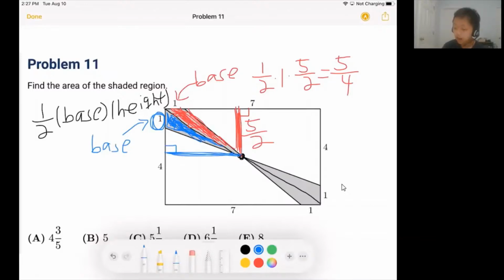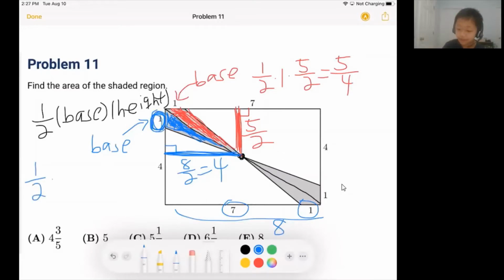Notice that since this is 7, this is 1, this total length over here is going to be 8. And since again this is the center of the rectangle, this length is going to be 8 divided by 2, which is equal to 4. So the height is going to be 4 in that case. To find the area of the triangle, you do 1/2 base times height. The base is 1 over here, and the height is 4. So the area of the blue triangle is going to be 2.